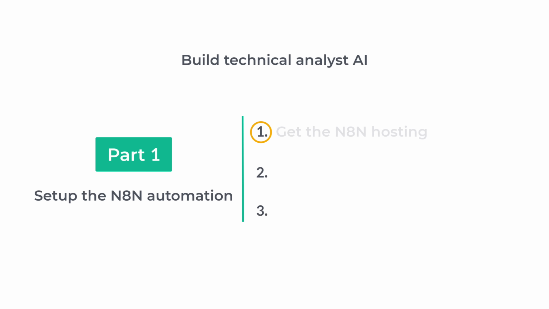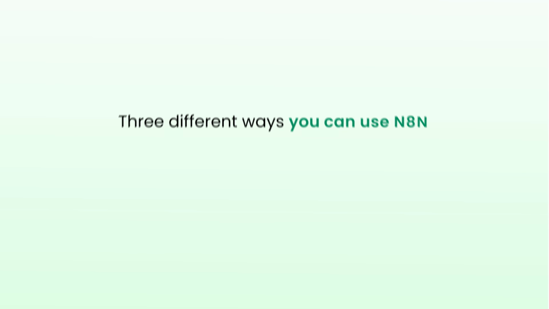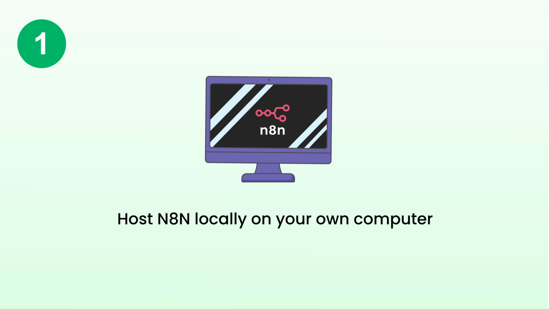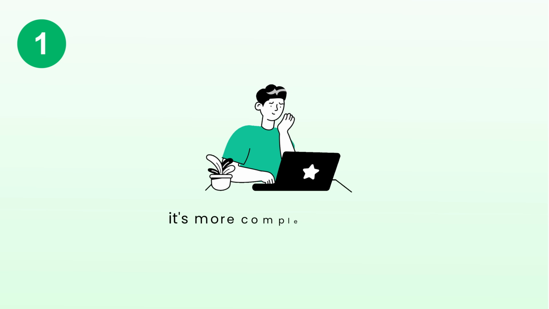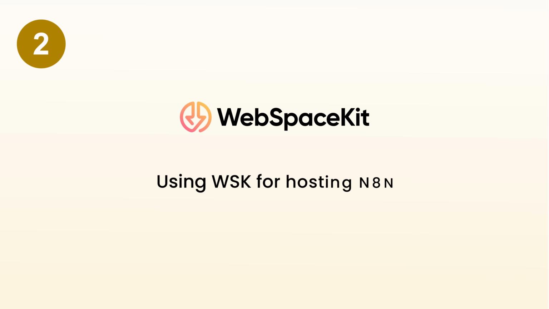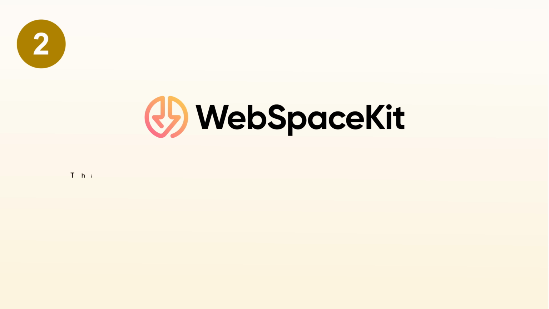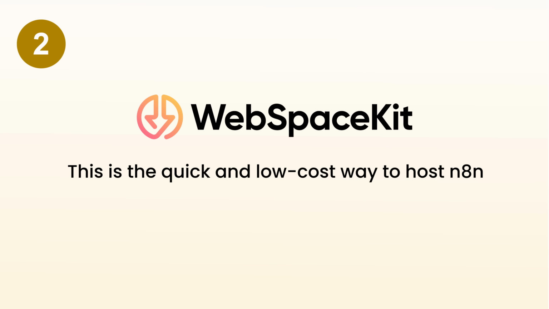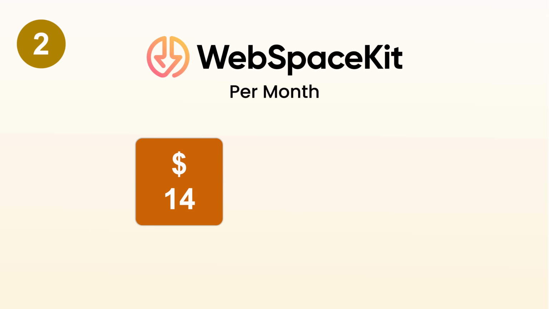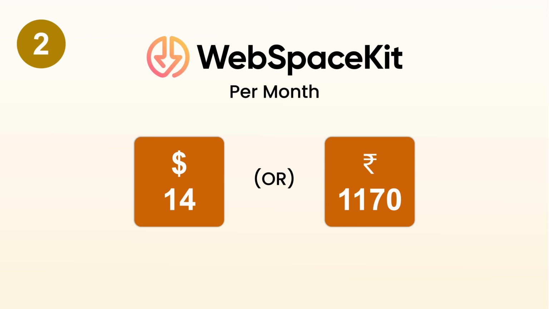The first step is to get the n8n hosting. Now there are 3 different ways that you can use n8n. The first option is to host n8n locally on your computer. This option is free, but it is more complex to set up. The second option is using WSK for hosting n8n. This is the quick and low cost way to host n8n. This costs just $14 per month or 1,170 Indian rupees per month.